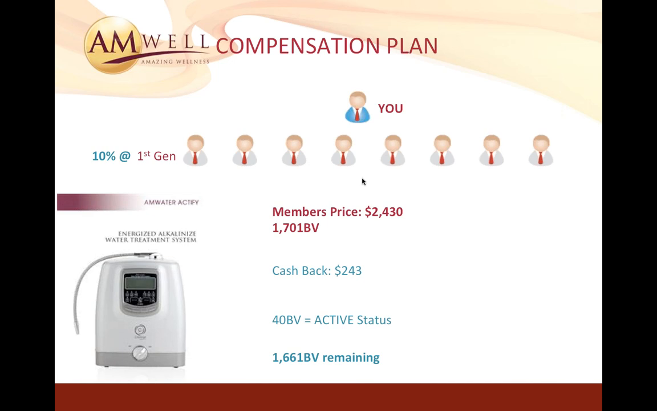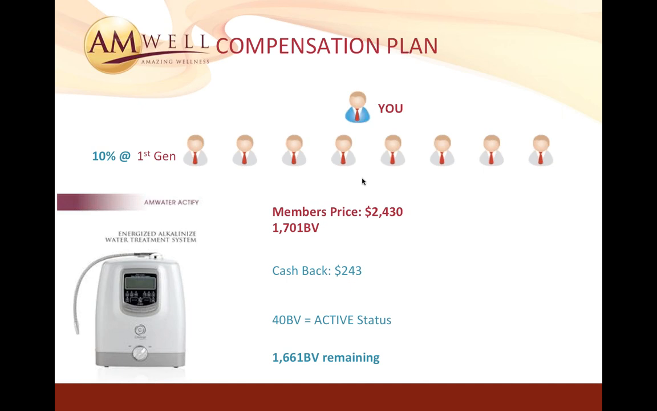I'm going to use this as an example. Take the AmWater Actify. The member's price is $2,430. The BV is $1,701. Remember, anything that you purchase, you get cash back. If it's a personal purchase, it's 10% cash back from the member's price. So right off the top from buying the water machine, you get $243 cash back.